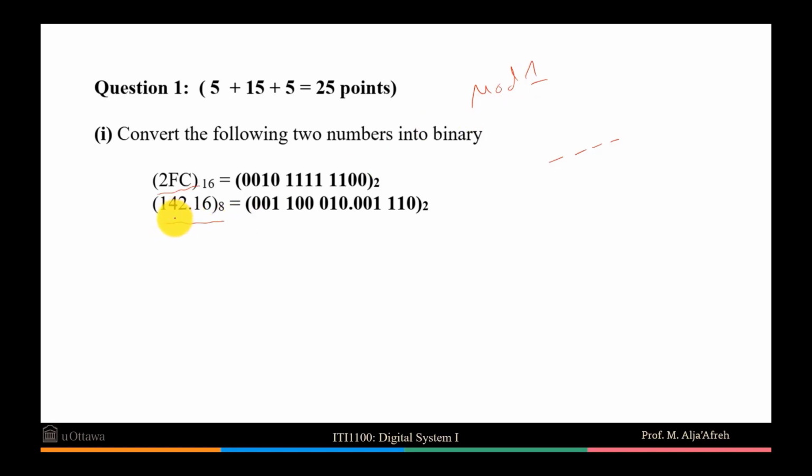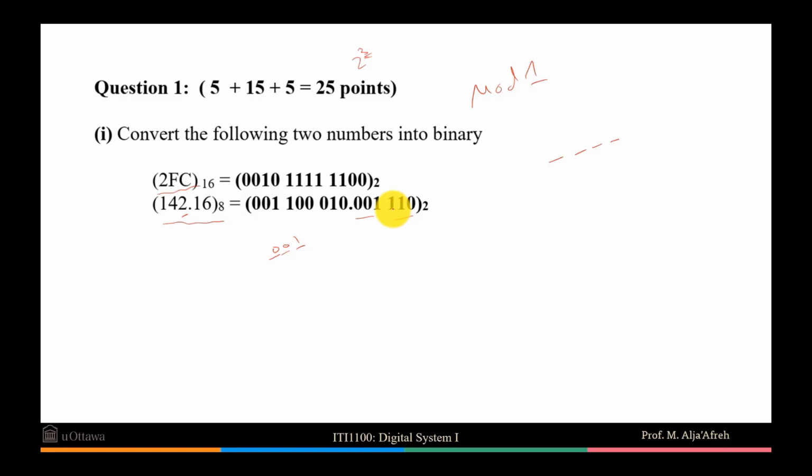When it comes to octal, it requires 3 bits because the base is equal to 8, and 8 can be represented as 2 to the power 3. Therefore, this 1 can be represented by 3 bits as 001. The 4 digit here can be represented by 3 bits, which are 100. And the 2 can be represented by 3 bits, which are 010. After the radix point it is something similar, so it's going to be 001 and 110.